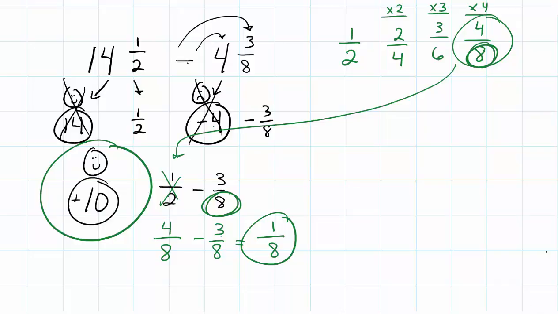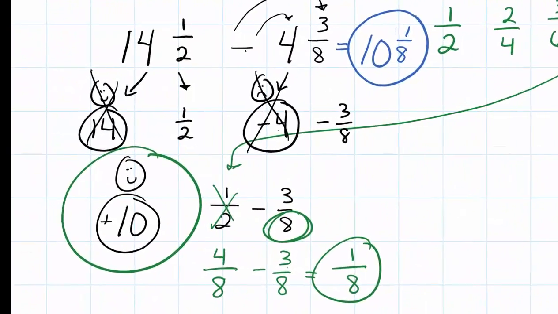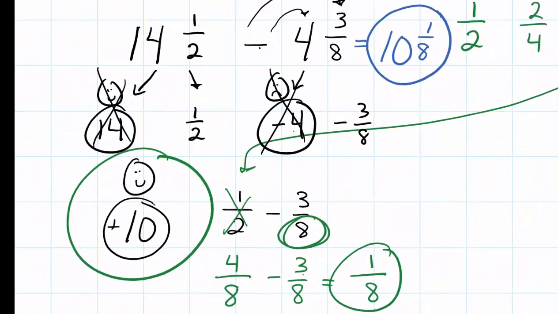So our answer ends up being 10 wholes and 1 piece out of 8 that we need in order to make another whole.